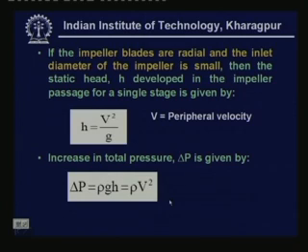If the impeller blades are radial and the inlet diameter of the impeller is small, then the static head H developed in the impeller passage for a single stage is given by, that means we are assuming that we have radial blades and the inlet diameter of the impeller is small. Under these assumptions, the static head developed in the impeller H is given by simply V square by g, where V is the peripheral velocity, also known as tip speed, and g is the acceleration due to gravity. So, the increase in total pressure delta P is simply given by rho g H, that is equal to rho V square.